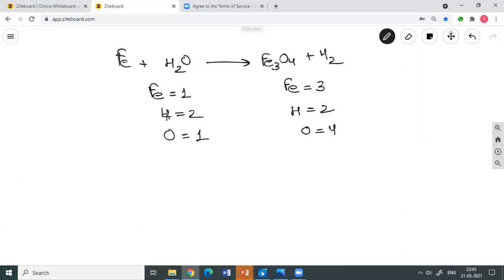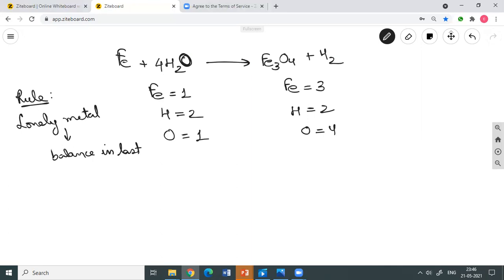So a very important rule here, another rule which we can say is don't balance the ones which are alone, which are like metals. Okay, so the lonely metals you can balance in the last. So let's start with oxygen, which is in the second part of the compound here. Because if we try balancing the second part, obviously the first part will get disturbed. So when we try to balance oxygen here, which is 1, and oxygen here 4, we'll just keep a 4 here. So oxygen is 4 and 4 on both the sides.